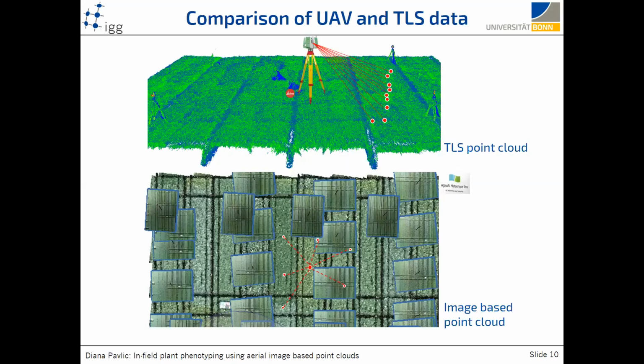What is the result of UAV structure from motion? So the first output is a dense point cloud. It's the same output as the output from terrestrial laser scanning. But a point cloud in terrestrial laser scanning is a result of direct measurement, and an image-based point cloud is a result of reconstruction from 2D images to a 3D surface. So we expect that the algorithms used for these reconstructions influence the data.